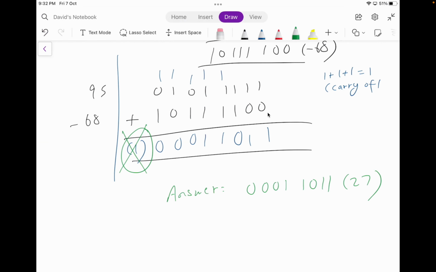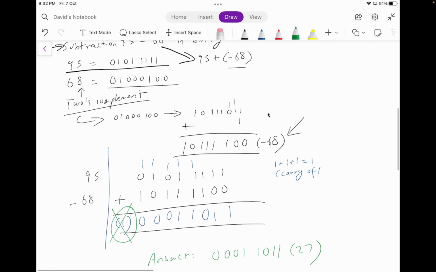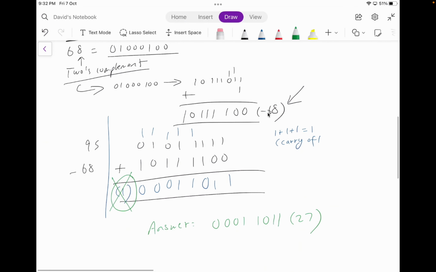Now this is the concept of how we apply 1's complement and 2's complement on these binary additions and subtractions. So hopefully this video has helped you guys to understand this concept of 1's and 2's complement.